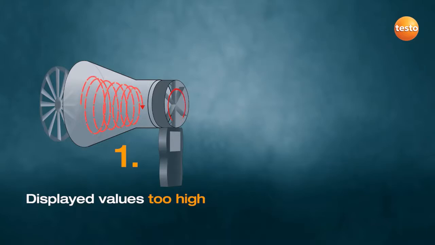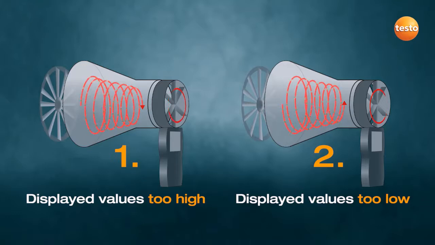Let's take a closer look at what happens. 1. The direction the swirl rotates is the same as that of the vane. What happens? The flow hits a larger cross-sectional area of the individual blades of the vane. This makes it accelerate too fast. 2. The direction the swirl rotates is the opposite to that of the vane. What happens? The flow passes between the individual blades of the vane. This means it doesn't accelerate properly. Result: an inadequate flow velocity is displayed.